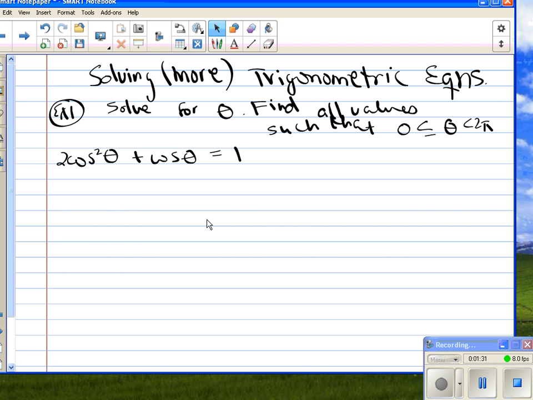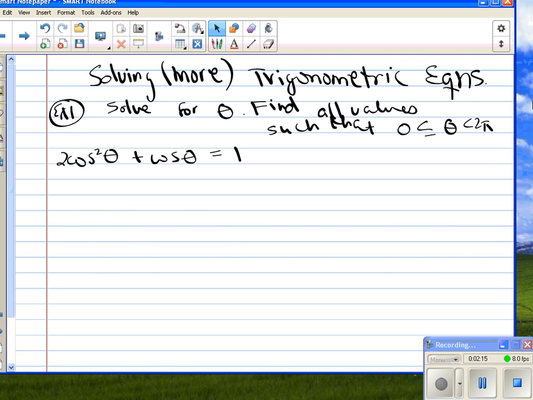The name of the game is, we want to know what theta is. And if this is normal solving equations 101, we want to get theta by itself. The only problem with that is, I got a couple thetas, and I can't just combine them together because this is cosine squared, and that's just cosine. So we can't combine terms that aren't similar. So how can we isolate the cosine? Subtract what?